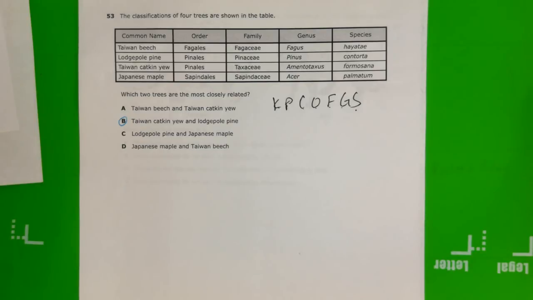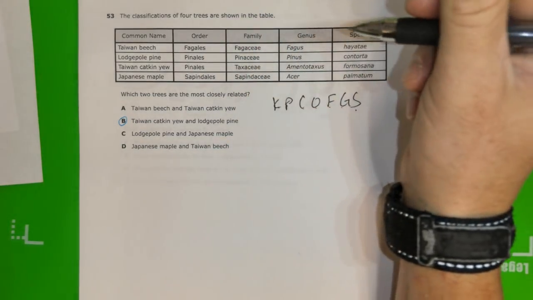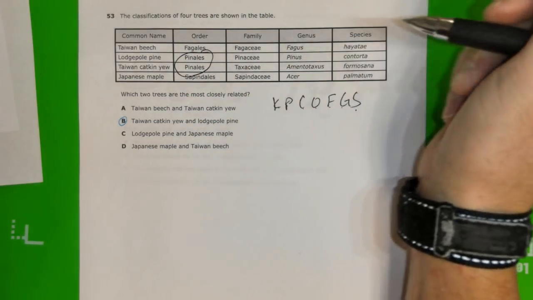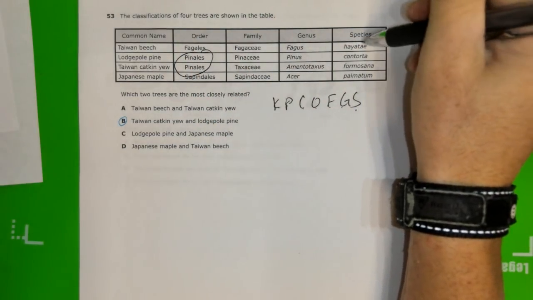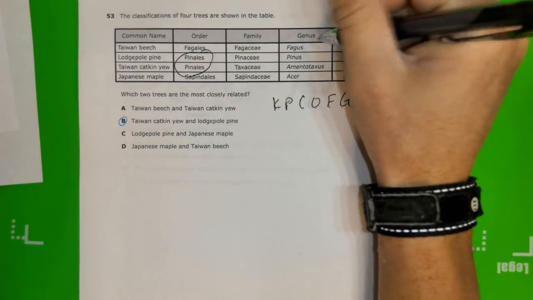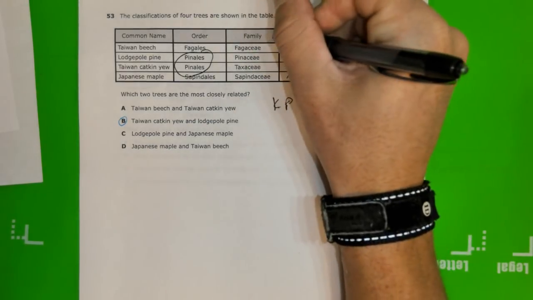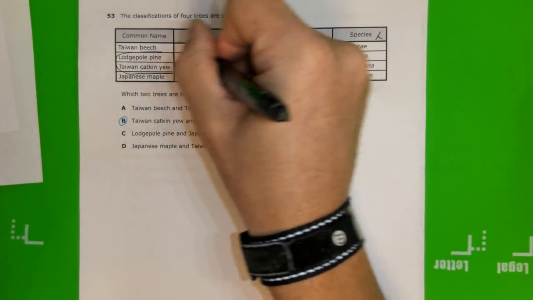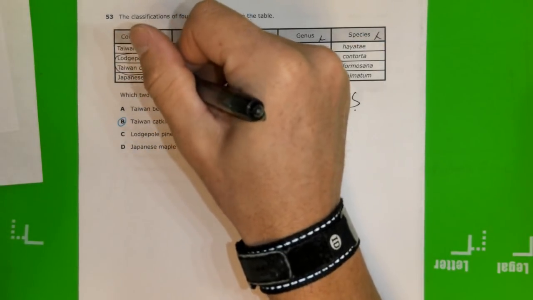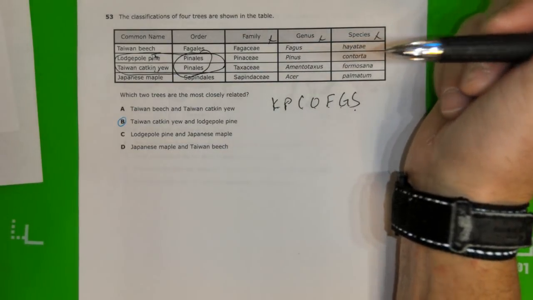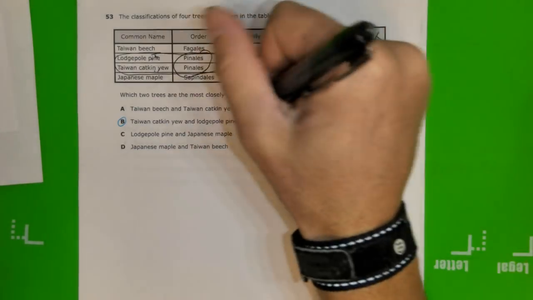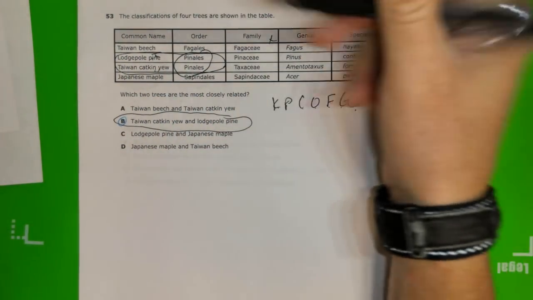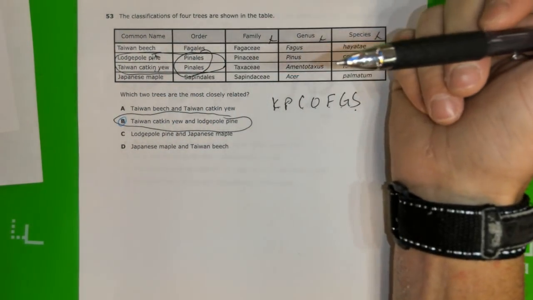Well, obviously, these 2 have the same order. None of them have the same species, none of them have the same genus, and none of them have the same family. So, since these 2 have the same order, these 2 are going to be most closely related. So, that's going to be our answer. There's not a whole lot to that. You just have to know how to do it. All the other ones don't have the same order.